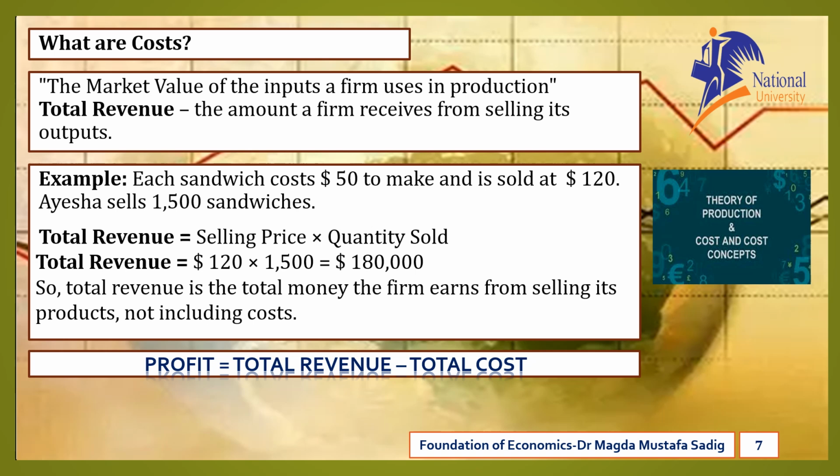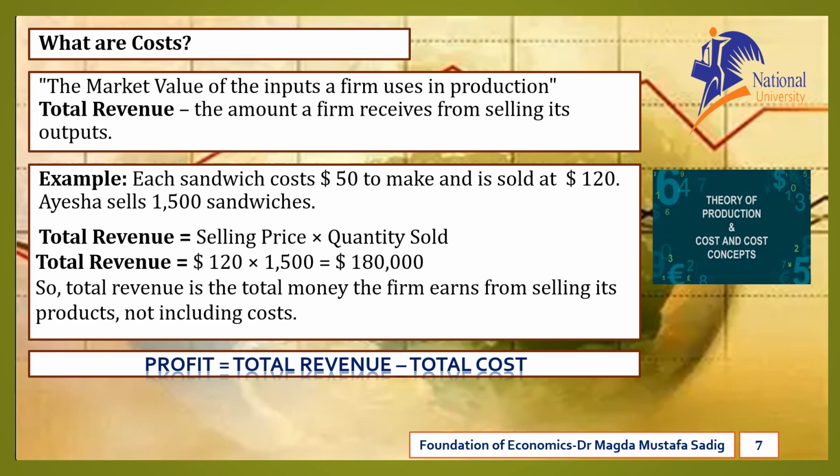So, what is total revenue? Let us talk about total revenue. Total revenue is the amount of money a firm receives from selling its output, its products or services. It's calculated as total revenue equals price multiplied by quantity sold.